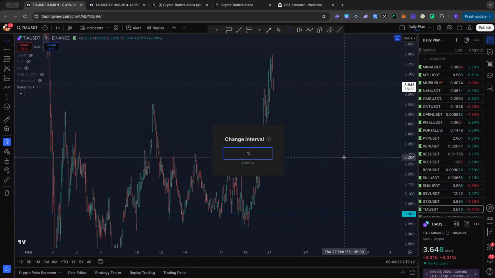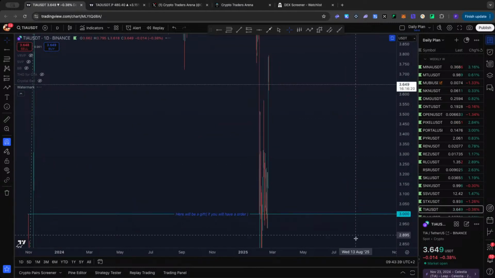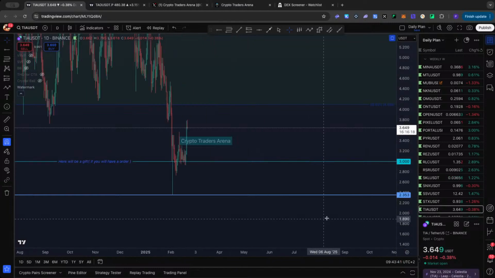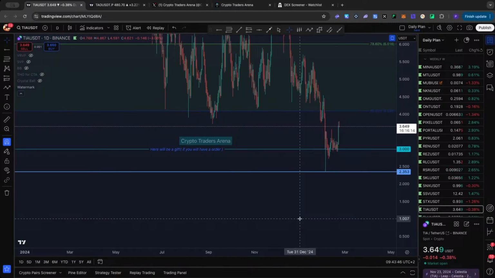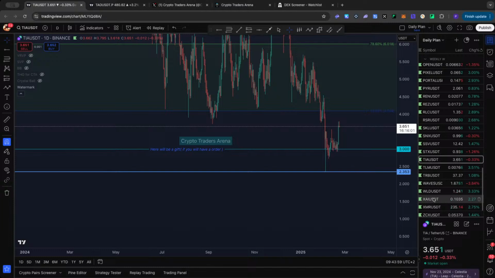Well, people, I told you about TIA at that moment. We talked about TIA every day. At $3, below $3. Now it's at 3.6, just slightly higher. Yeah, and not only TIA. A lot of altcoins are looking similar.